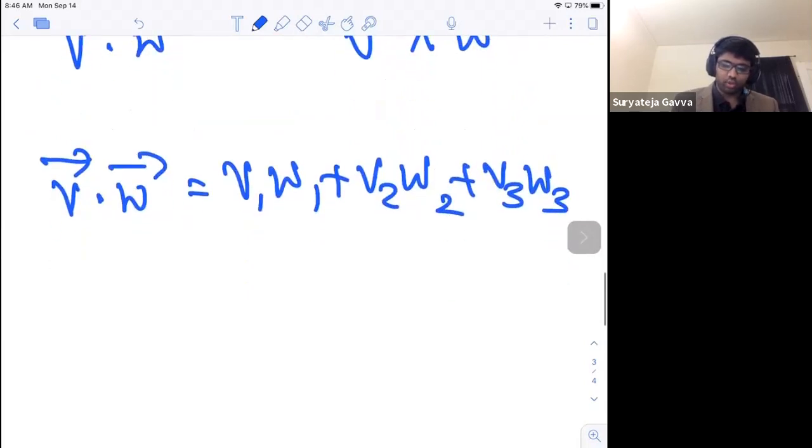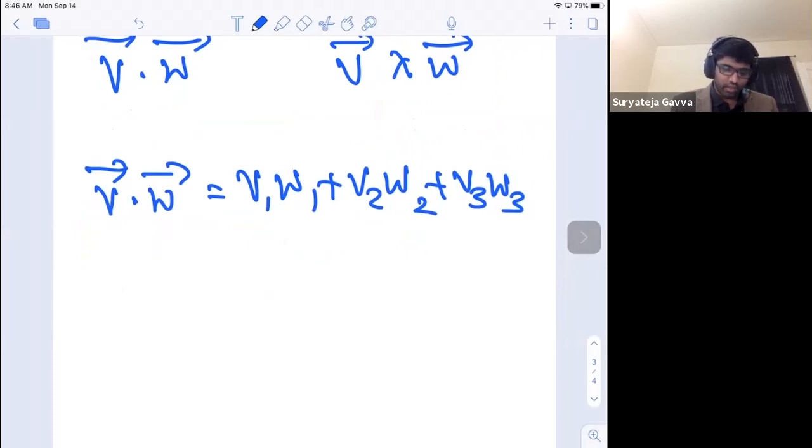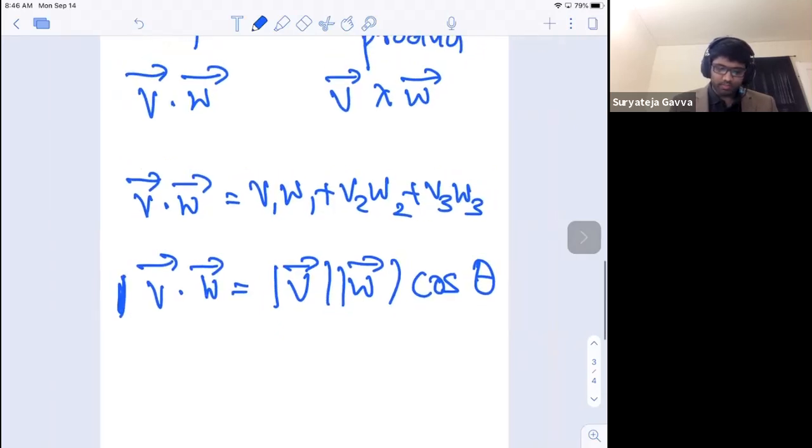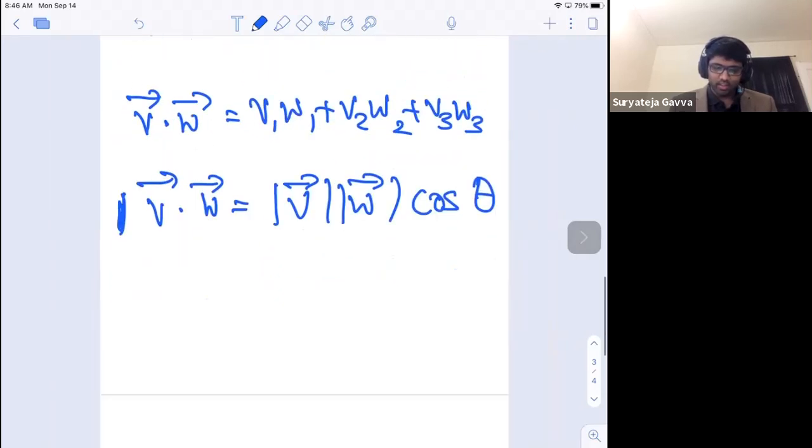In terms of the coordinates, it can also be defined. This is the algebraic way to think of it. If you know the components, you can just compute the dot product like this. If you want to relate it to geometry, then you use this: the length of the vector v, the length of the vector w, times cosine theta. Theta is the angle between these vectors. So these are two important ways to think about the dot product.